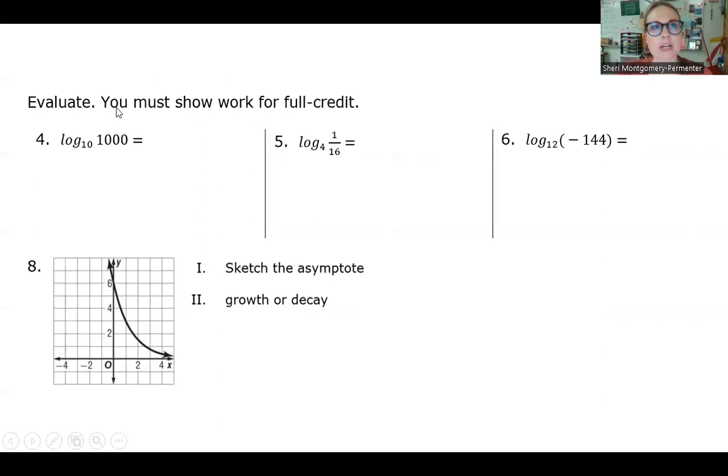Next question, we're going to evaluate and you have to show your work. So to evaluate these, we're going to set them equal to something. They could be equal to x. And then we're going to rewrite to solve them. So the first one becomes 10 to the x power is equal to 1,000. Anything with a 10 is pretty easy because of rewriting them.